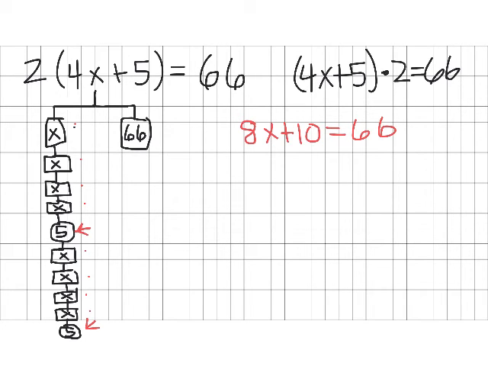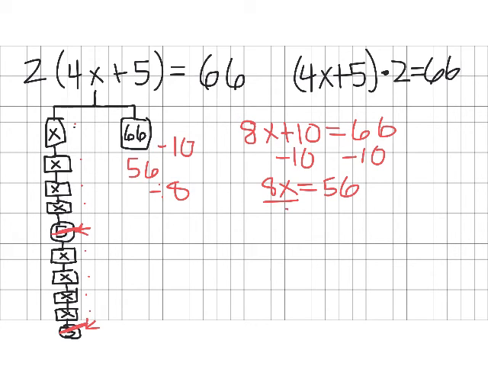Okay, now I want to get it so that those 5s are gone, because those are confusing me. So I'm going to take away 5 and 5, and I'm going to take away a 10 to balance it out over here. That'll leave me with 56. We'll do the same thing over here. So 8x equals 56. So now I know I have 8 x's equaling a total of 56. And so if I break it up into those 8 parts, I should get that x equals 7. So each of those x's is worth 7.